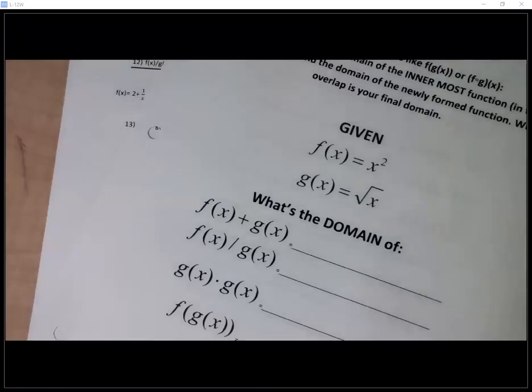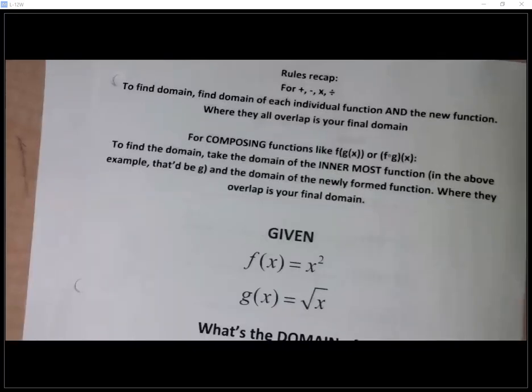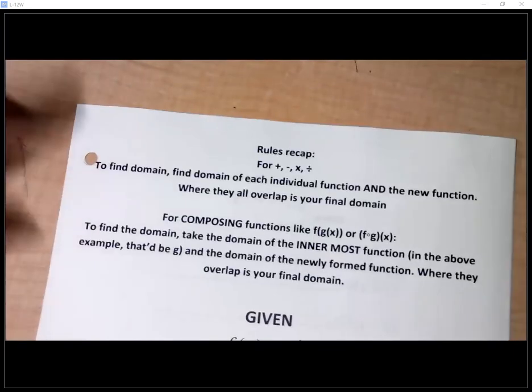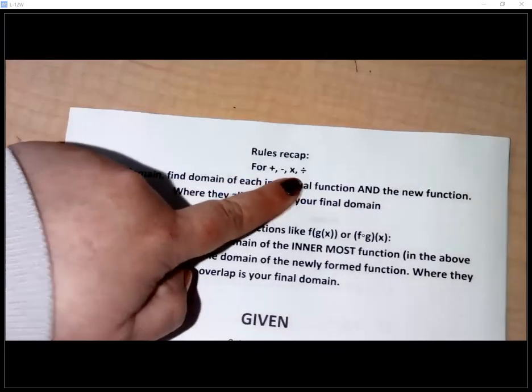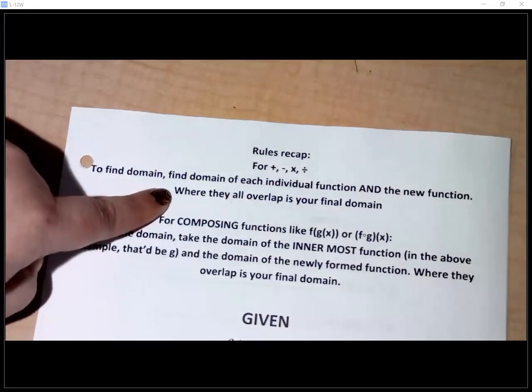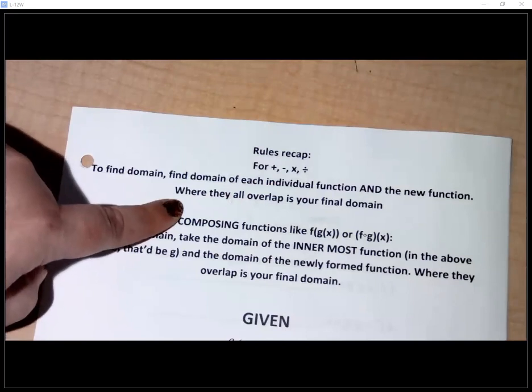Okay, everybody, can we please take a look at this sheet? I have recapped the rules for you up at the top. So we just were talking about adding, subtracting, multiplying, dividing. Find the domain of each individual function and the new function. Where they all overlap is your final domain. Okay.